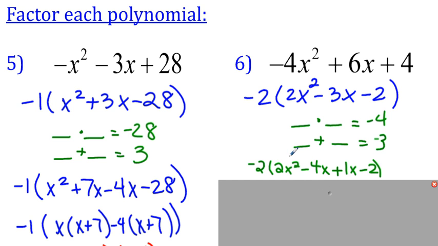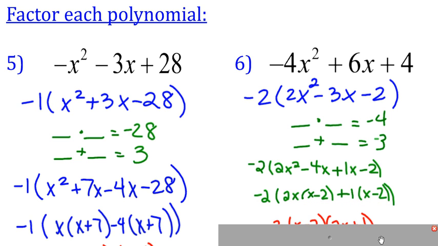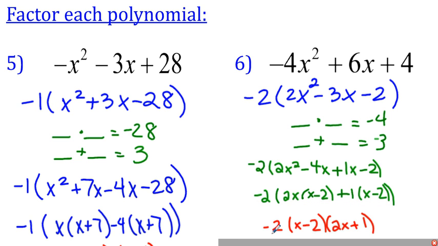So again, looking at it in pairs, the first pair I could divide out a 2x, the second pair I could divide out a 1. I can see that I'm multiplying x minus 2 by 2x plus 1. Therefore, my factors would be -2x times x minus 2 times 2x plus 1.